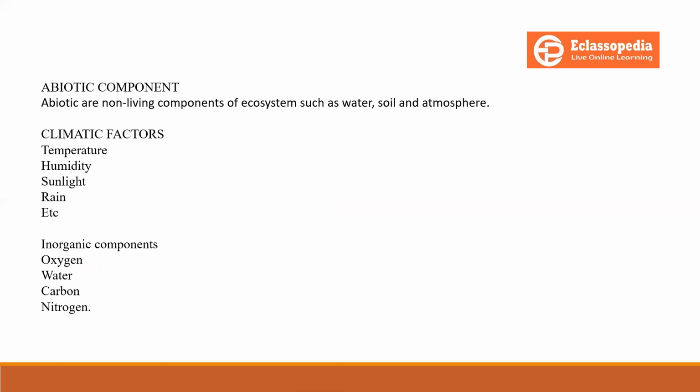I hope you understood. So what are abiotic components? They are the non-living components of the ecosystem, right? And they have climatic factors and inorganic components. In climatic, there is temperature, humidity, sunlight, rain, and in inorganic, oxygen, water, carbon, nitrogen.